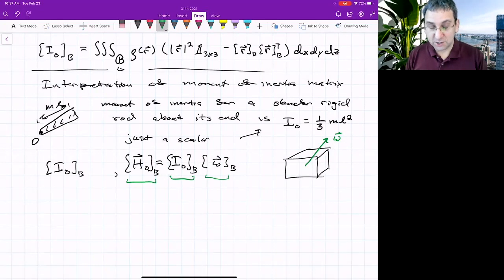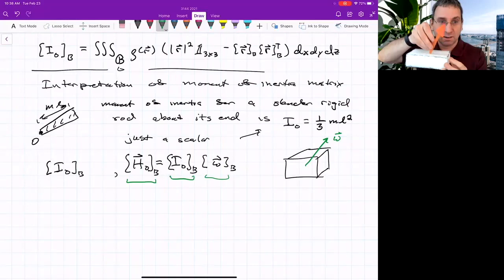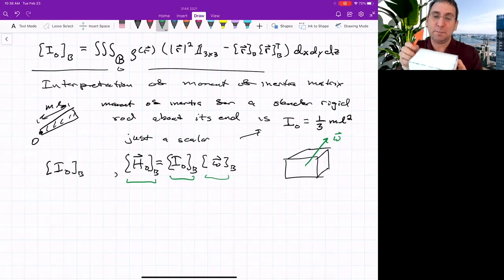There are some special directions, though, where if you have omega in that direction, then h will also be in that direction. And these special directions are directions about which you can have pure rotation of the rigid body. So if I have a rigid body, I can't just have it purely rotate about any direction. There's only 3 special directions, because this is a 3 by 3 matrix. So it has 3 eigen directions, 3 eigenvectors. And those are the directions where you get pure rotation.